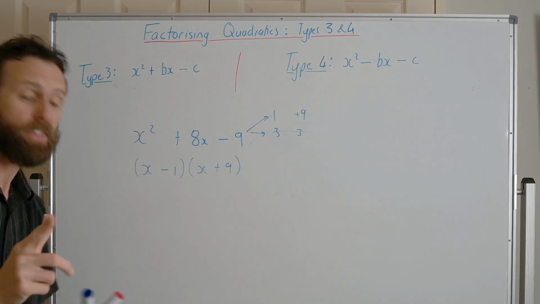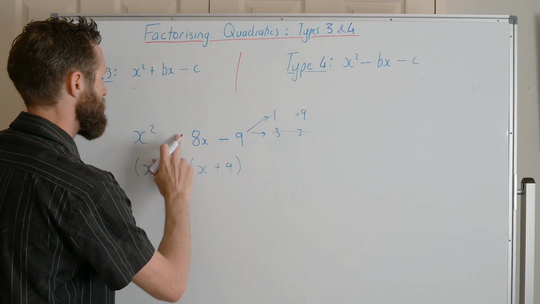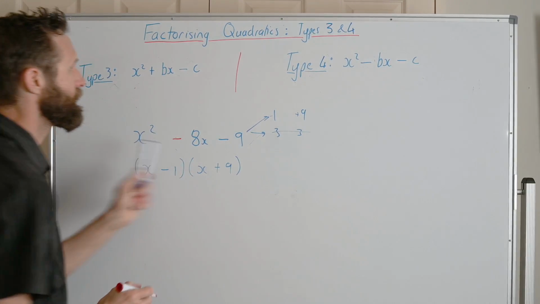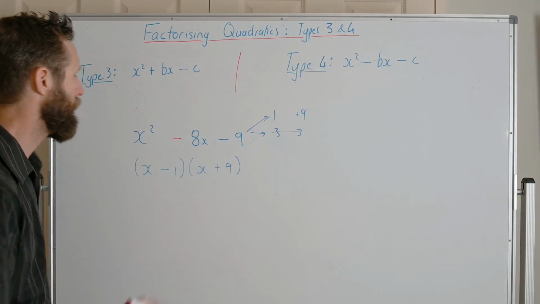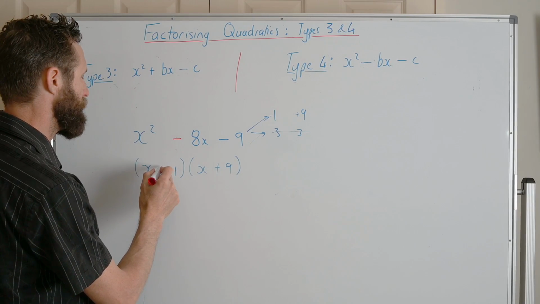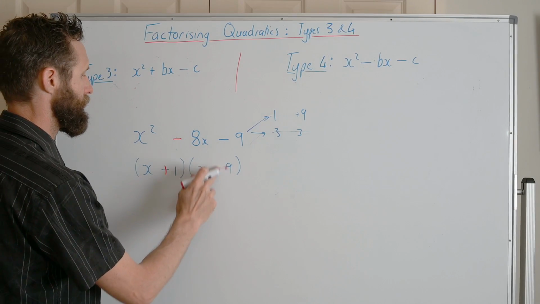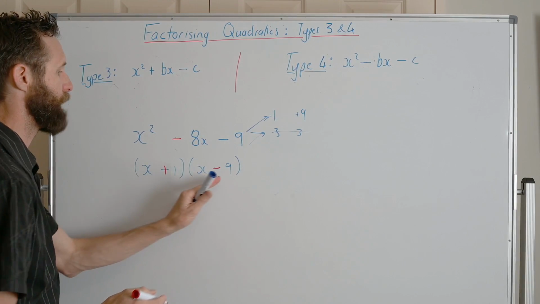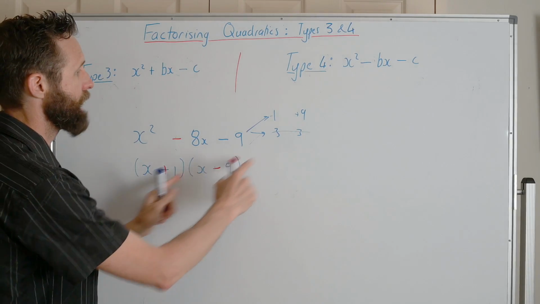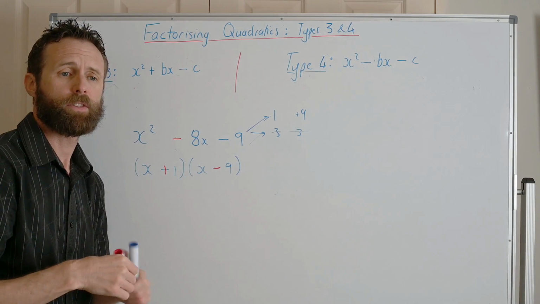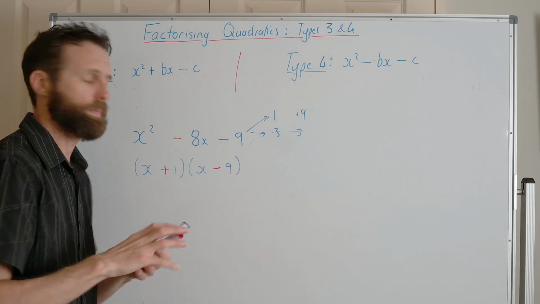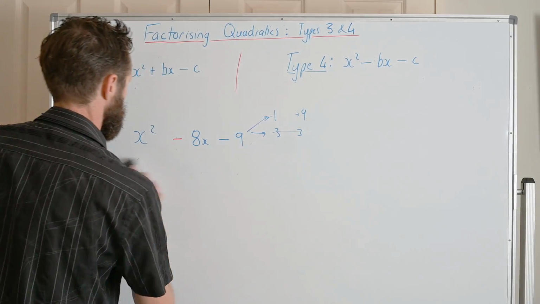Now if I changed one thing about this, let's say that I had a negative 8 here. Now you see that it's this type here, type 4, and the only change would be we'd turn this one into a positive and this one into a negative, and now we'd get our negative 8x, but we'd still have our negative 9 there. So I hope you can see the interrelationship there. Let me give you another few examples.